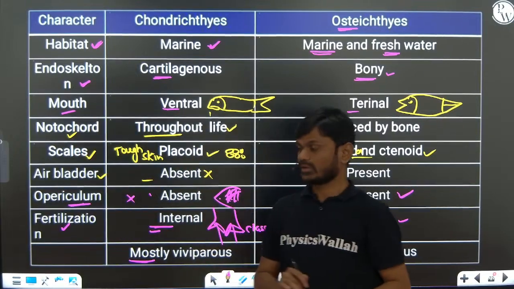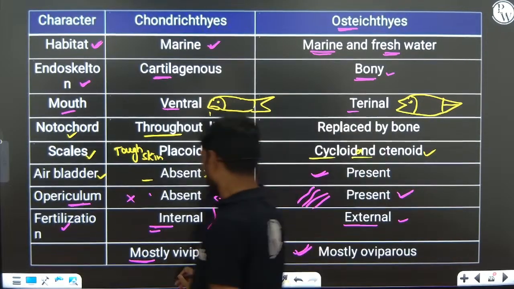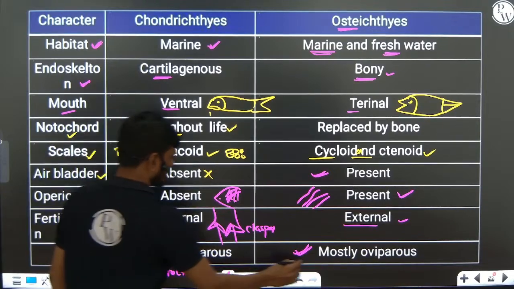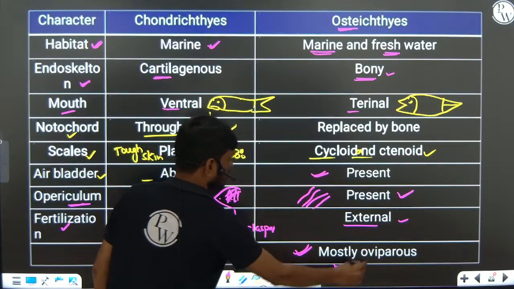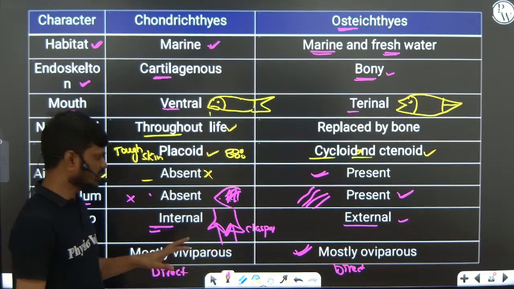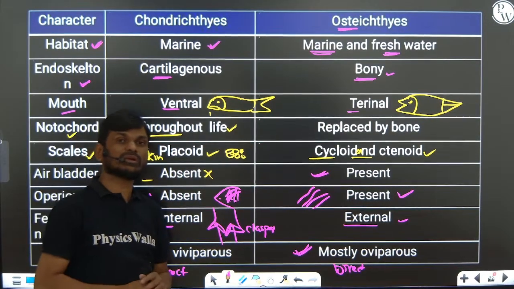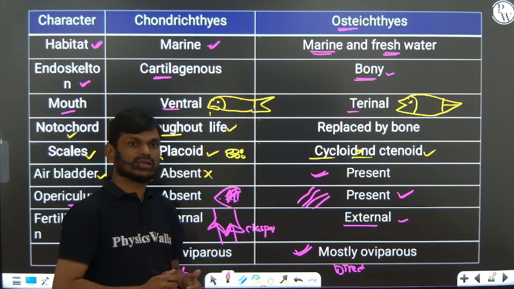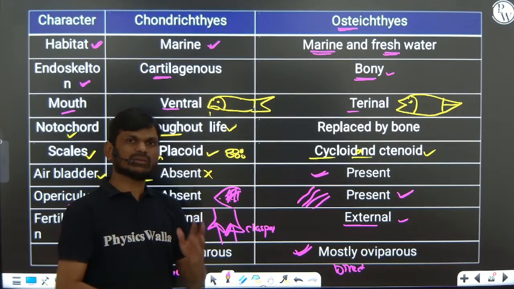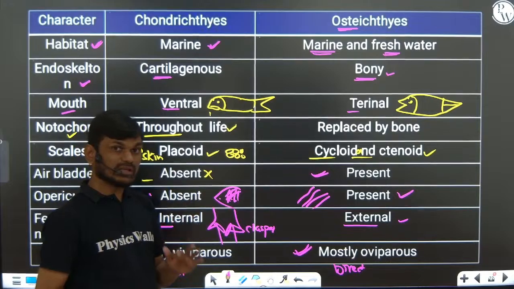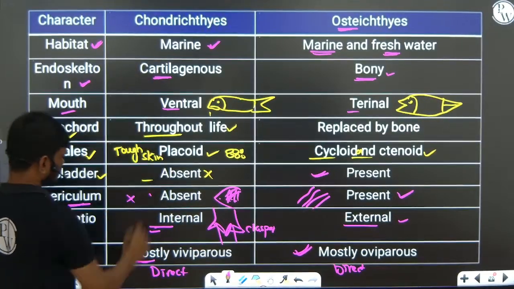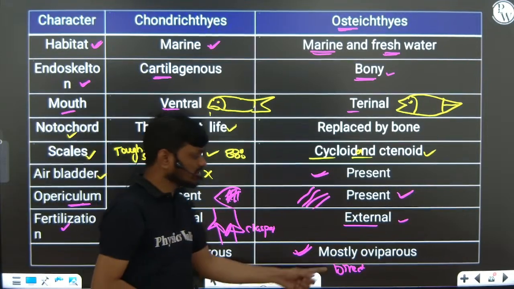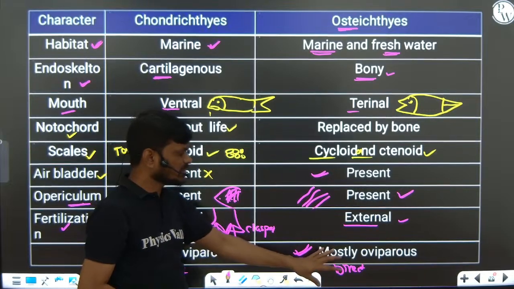Internal, external development. These differences are very important. Development: direct development. Here also direct development, but in NCERT this point is not given. Related to Chondrichthyes, the development is not given, but indirect development is also present in Chondrichthyes, for example, Chimera. This is not given, no need, right? If anyone asks what kind of development is present in Chondrichthyes, indirect and direct development are present. But in the case of Osteichthyes, only direct development is present.